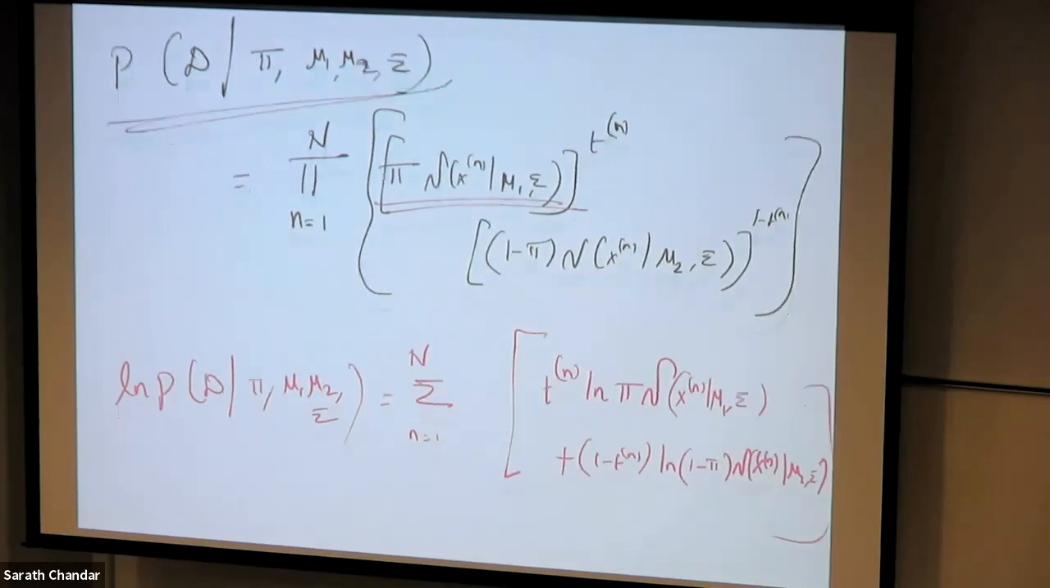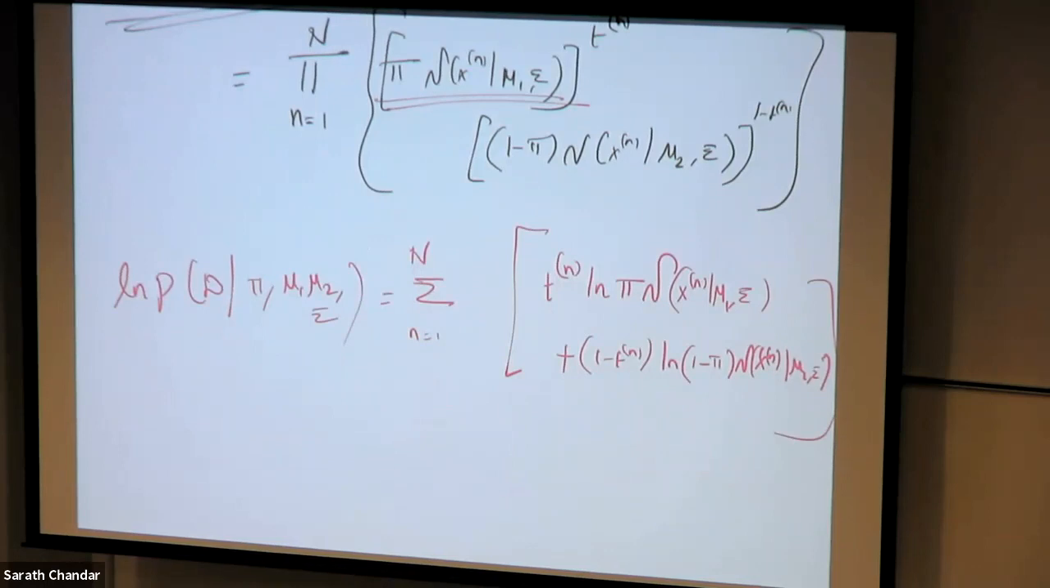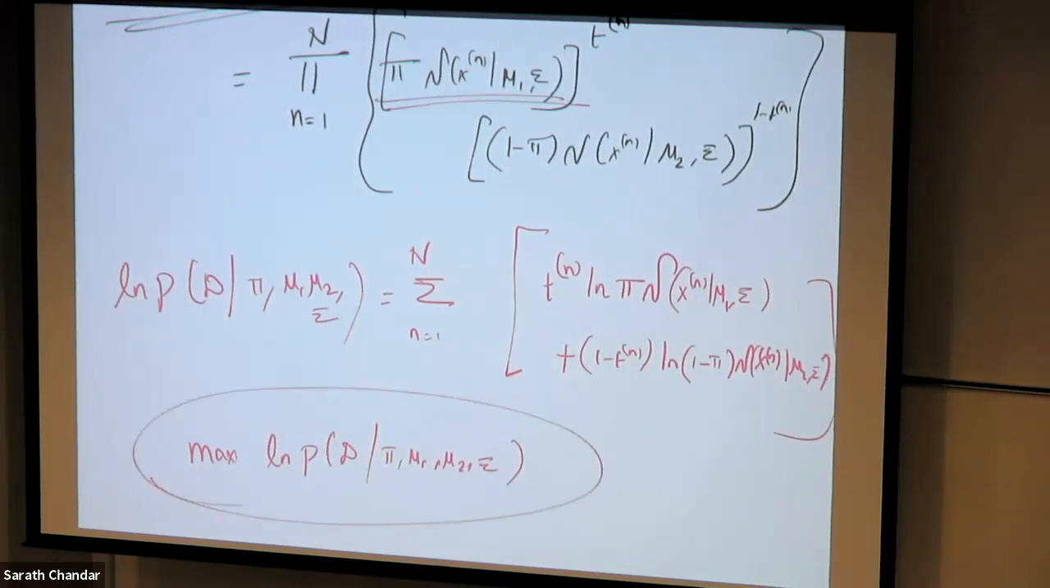So our goal is to maximize ln p of D given pi, mu1, mu2, sigma. So the goal is to find pi, mu1, mu2 and sigma, which maximizes this. Okay. So how do I convert this to a minimization problem? Anyone? Maybe from the back or the right corner? Okay, yeah, you.